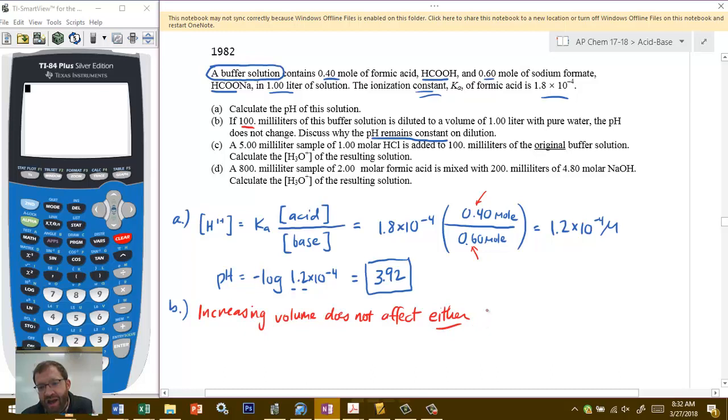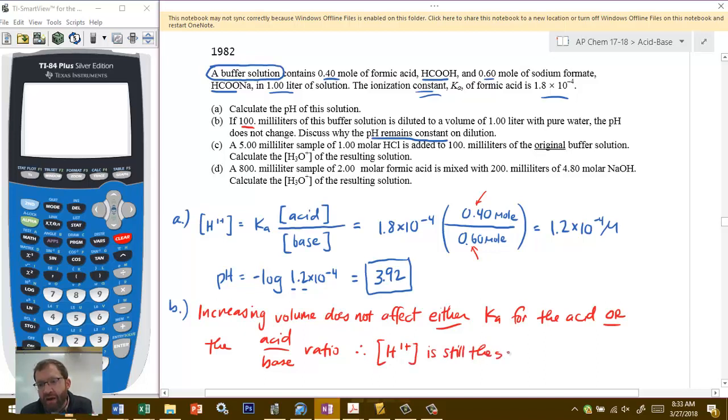Okay, so it does not affect either the Ka or, pardon me, better go with proper grammar here, it does not affect either the Ka nor the ratio of acid to base. So hydrogen ion would stay the same. And therefore pH is still the same, and we'd say still sit at about 3.92.